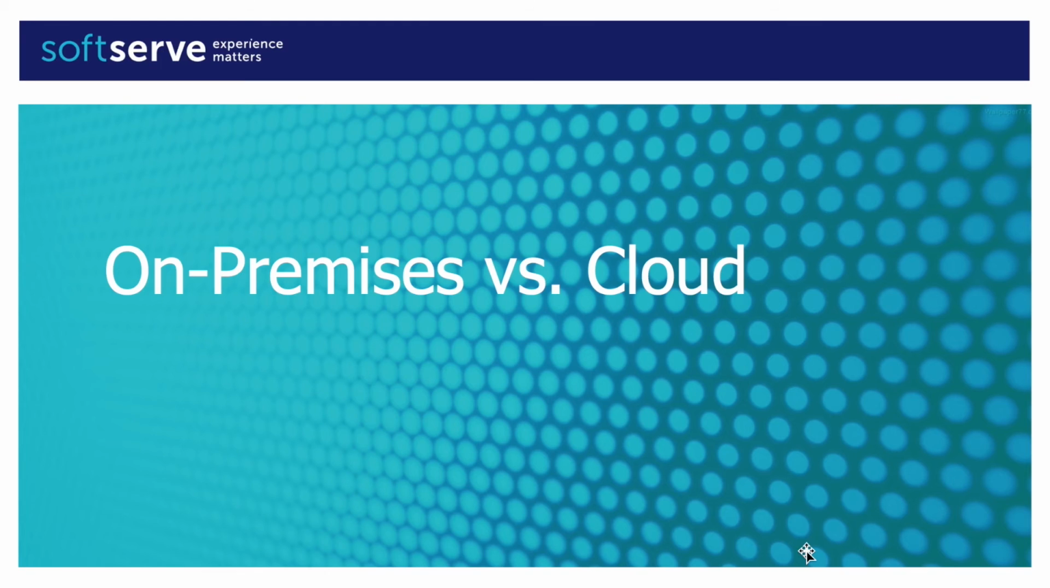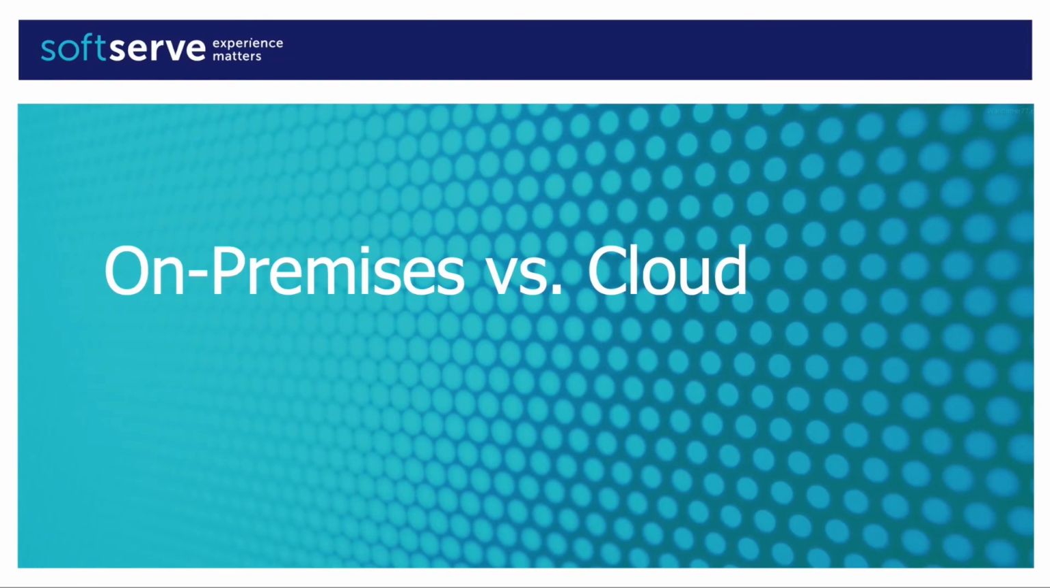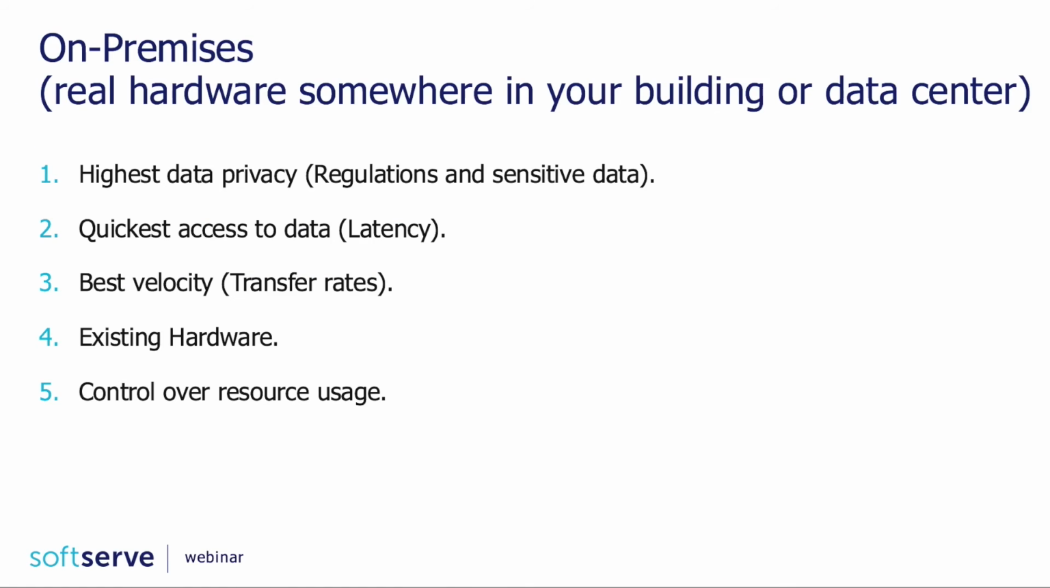Okay, let's go on. Let's talk about on-premises versus cloud deployment. So on-premises, which means real hardware somewhere in your building or data center, or maybe collocated in someone's data center, is a very good way to deploy the solution when you need the highest data privacy, the highest speed of access to data, and if you already, for instance, have existing hardware you want to utilize, right?